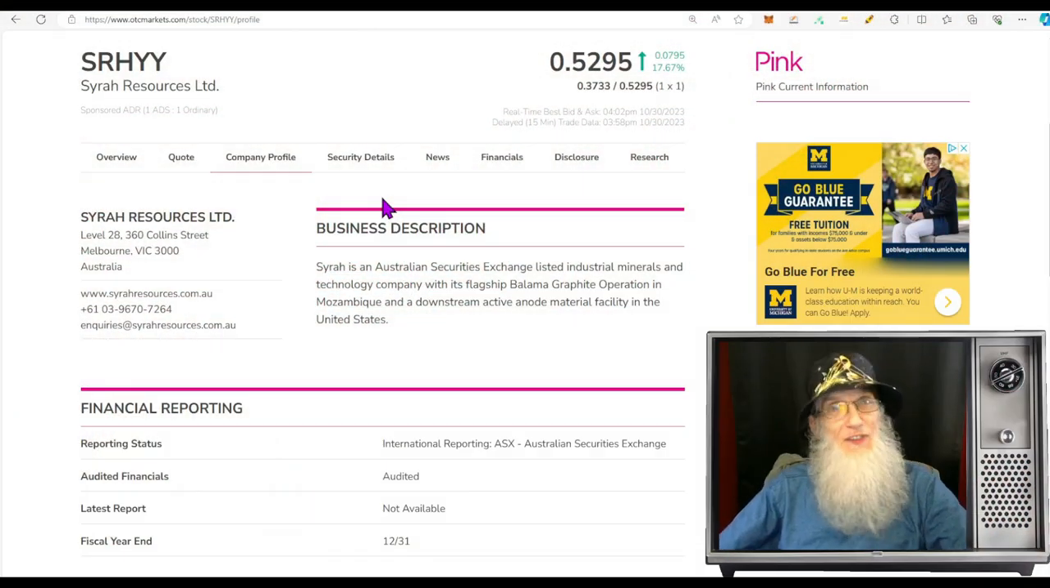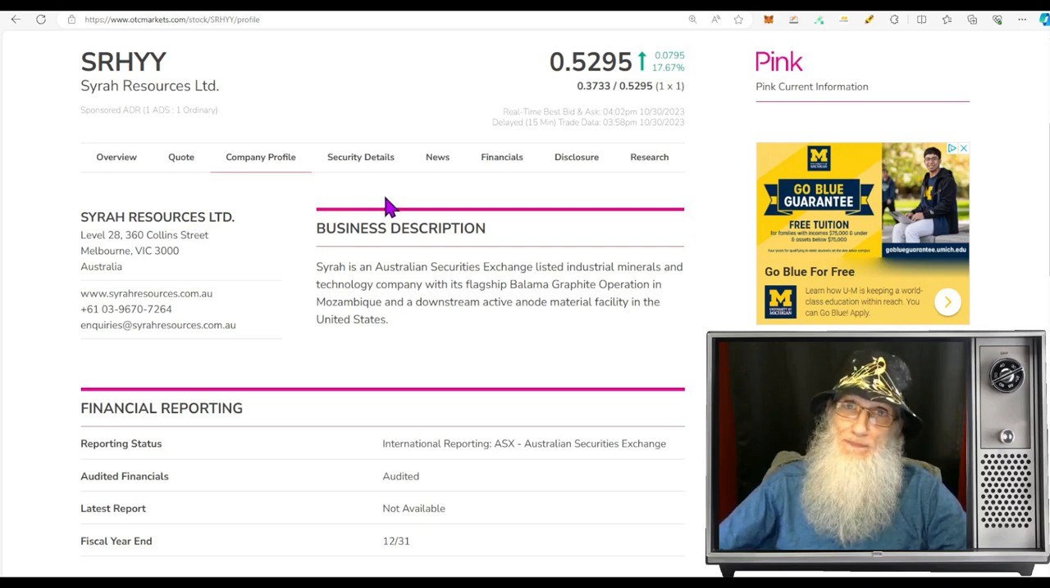Our next hot penny stock is quite interesting. This is ticker SRHYY, Syra Resources. Now, it was a chart that caught my attention. It's a typical breakout chart. She's setting up for a breakout, looking good. It's the kind I look for all the time.